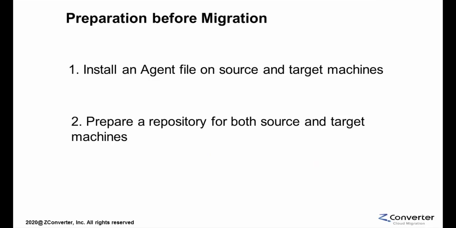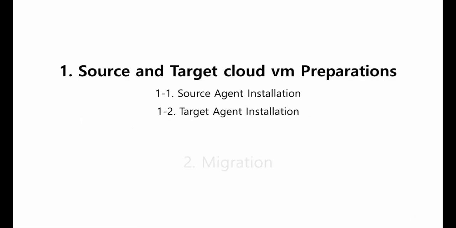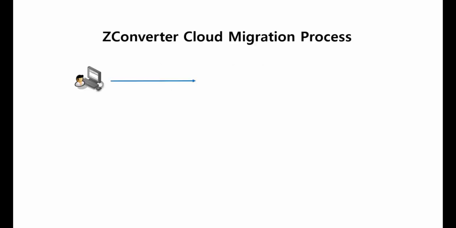To prepare for the migration, you must first install an agent file on the source and target machines. Second, you must prepare a repository for both the VMware physical machine and Azure VM. In this demo, we are using a very basic repository option for both source VMware physical machine and target Azure virtual machine, which means we are just adding an additional disk for both Azure and VMware. Now let's take a look at section 1.1 and 1.2, source and target agent file installation.